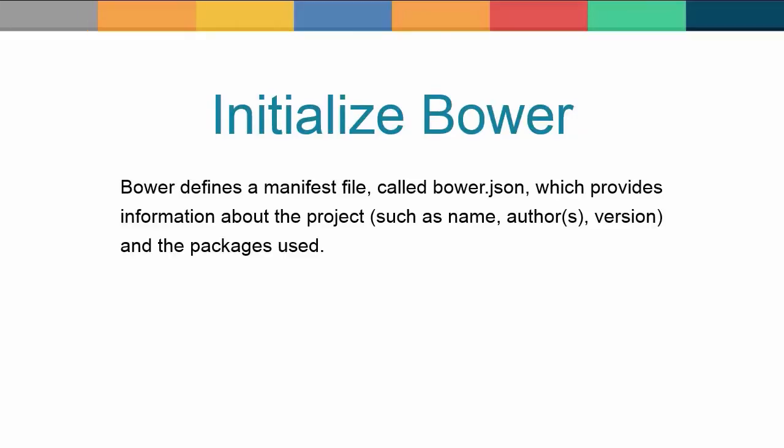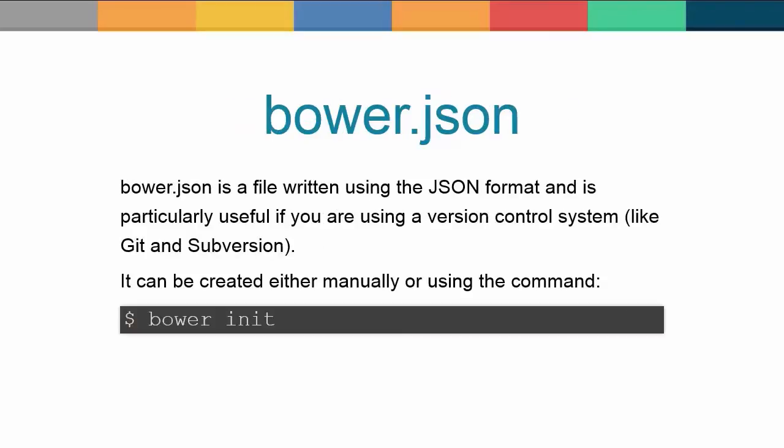Bower defines a manifest file called bower.json, which provides information about the project, such as the project name, the authors, the version, and the packages used. bower.json is a file written using the JSON format and is particularly useful if you are using a version control system like Git and Subversion. It can be created either manually or using the command bower init.